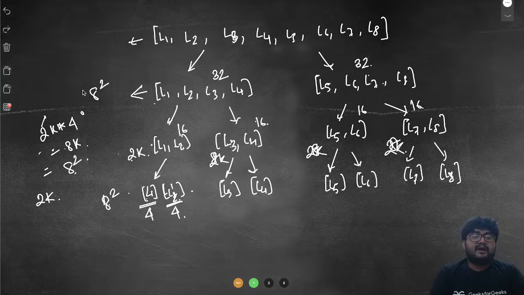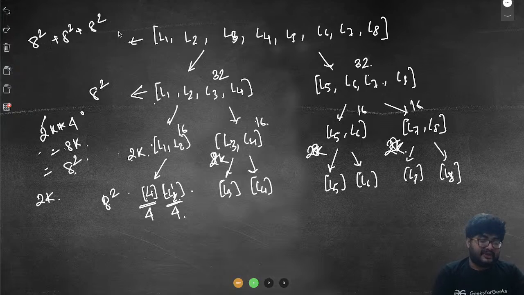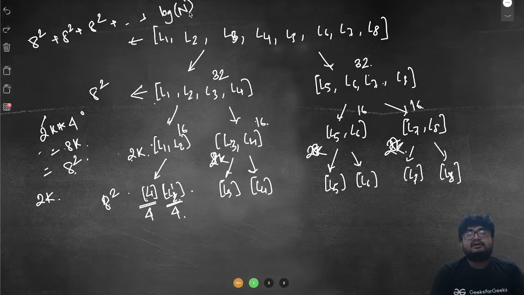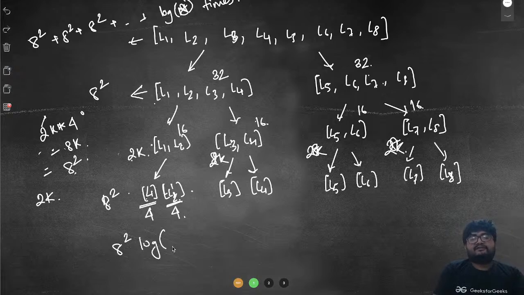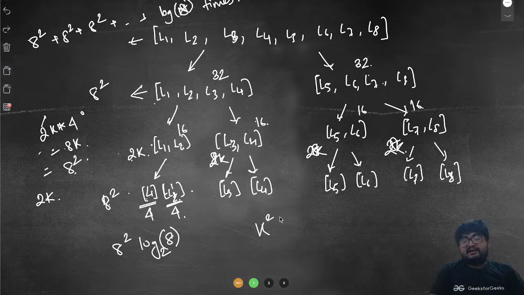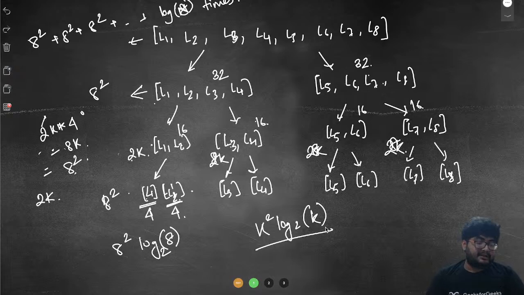So what is the total complexity? See, at every level it is 8 squared plus 8 squared plus 8 squared, where k equals 8, right? So it is 8 squared at every level. And how many levels are there? Log n times, that is log of 8 times. So the total complexity will be 8 squared log of 8, or in general k squared log of k. This will be the total time complexity.